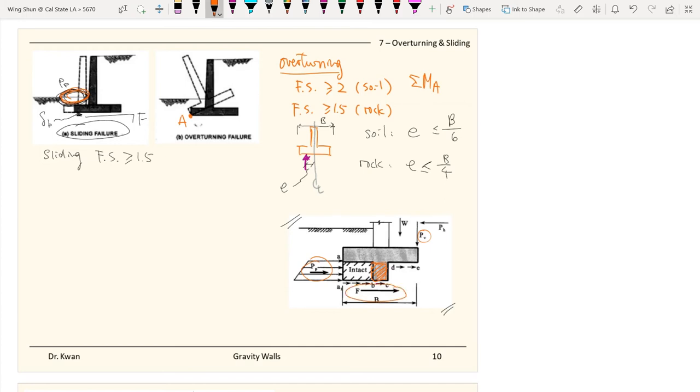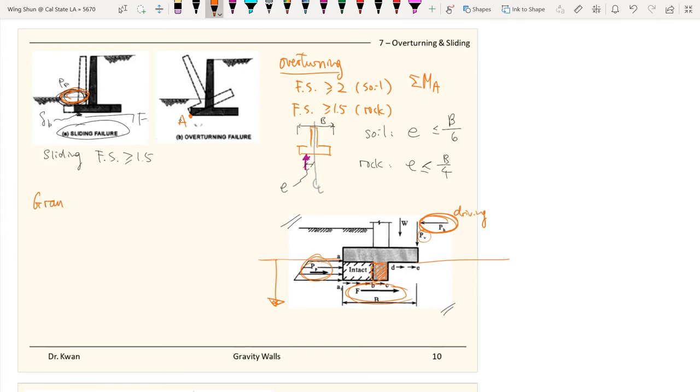And this is the force that helps you guard against the sliding, and this is the force that is pushing the structure to slide. So this is the driving force right there, and this F and this P sub P are the resistant forces that prevent the sliding. And for granular soils, if you have a sand material, because we are just working on the sliding, we only focus on the soil underneath the base of the foundations or the base of the footings.